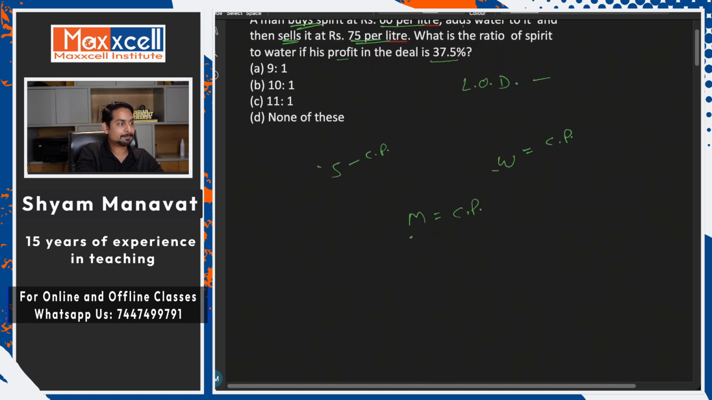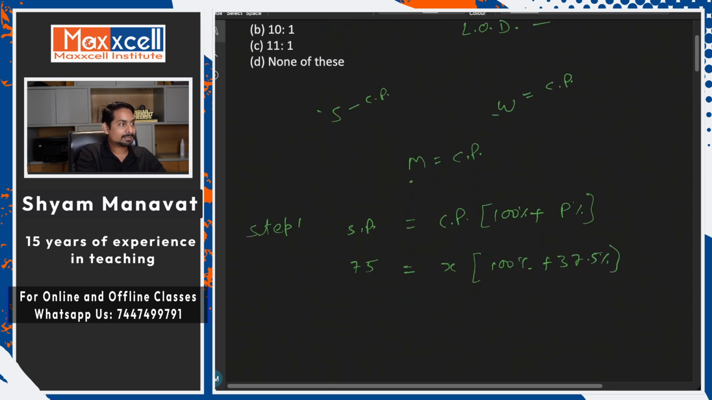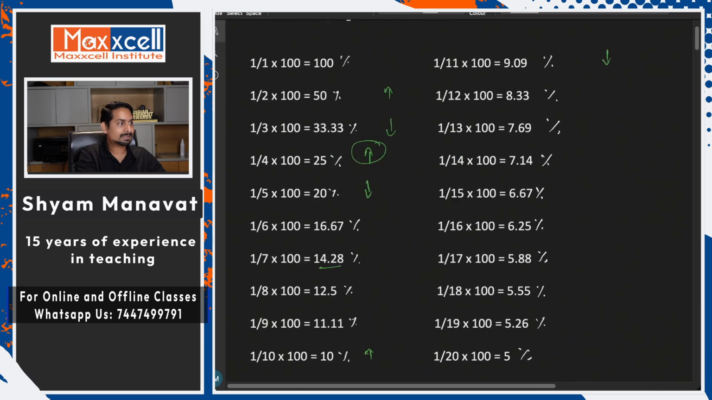So your step 1 here in this case should be to find the cost price for the mixture, where it's given that the selling price is 75 rupees. Cost price of spirit you know, but not the mixture. So the cost of the mixture you don't know. Okay, and then because there is a profit, what do you apply? 100% plus profit percent. Now here the profit percent given to you is 37.5%.